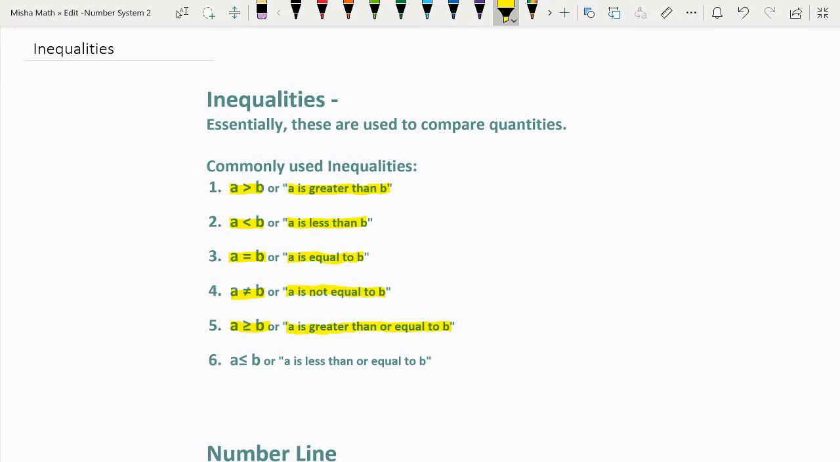Now let's move on to equation number 6. In this equation, the angle is flipped. Therefore, in this equation, A is less than or equal to B.